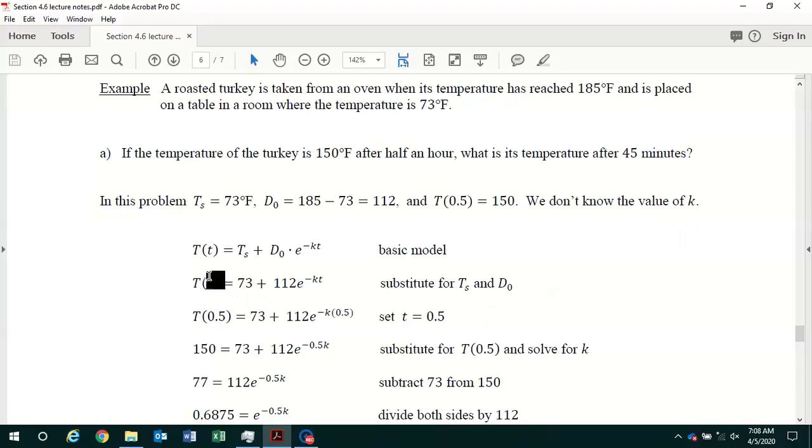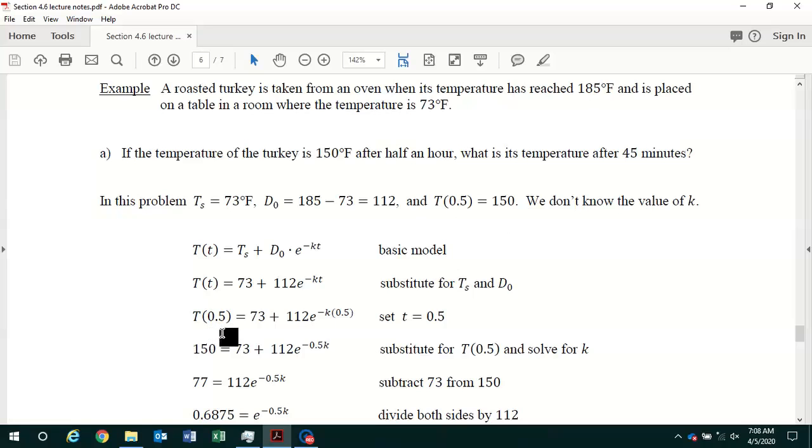Remember, this is our basic model. The temperature, capital T, at time little t is equal to the room temperature plus the difference between the initial temperature of the turkey and the room temperature, times e to the minus kt power. We can substitute 73 for T sub S and 112 for D0, and now this is what our model looks like. To figure out what k is, we're going to use this data point.